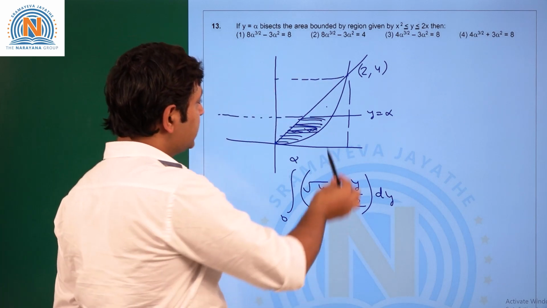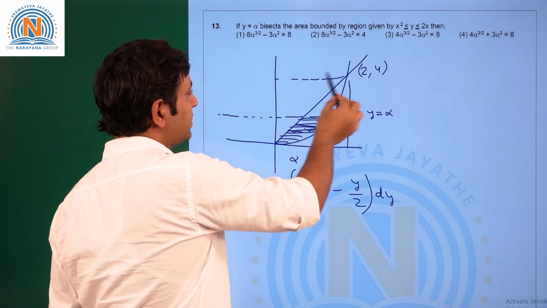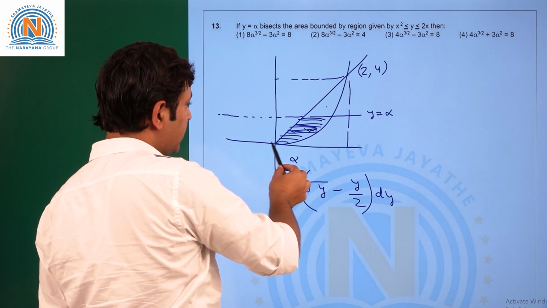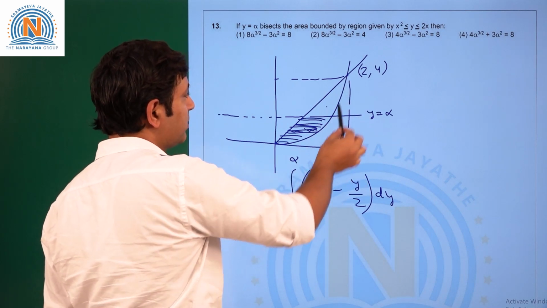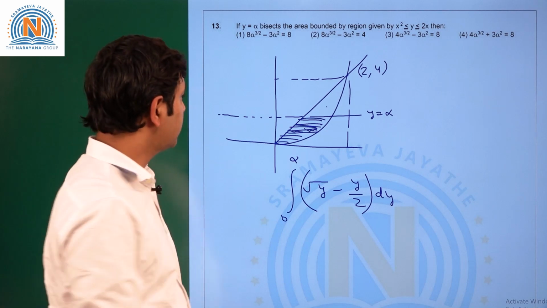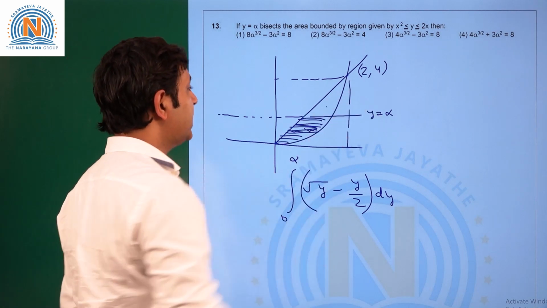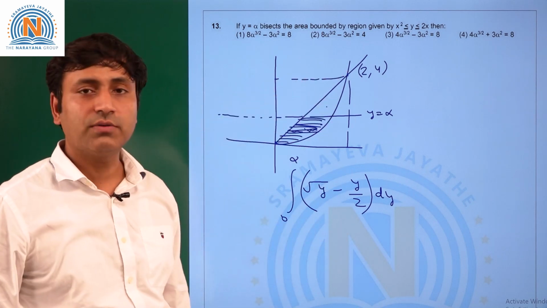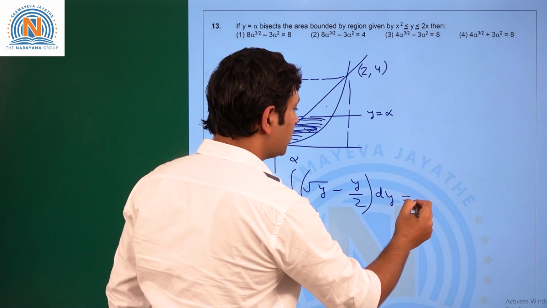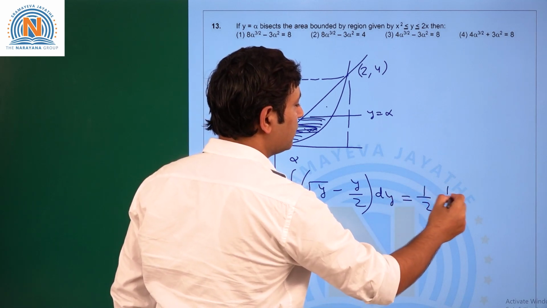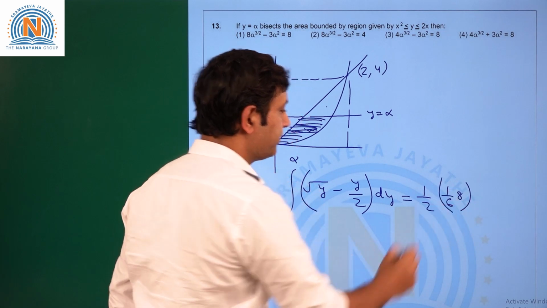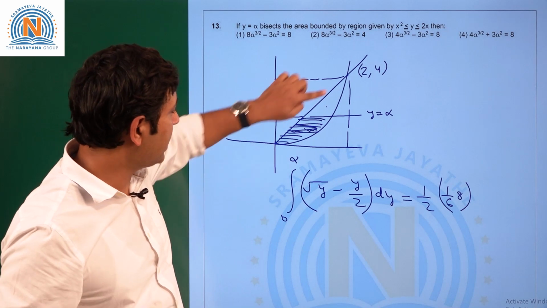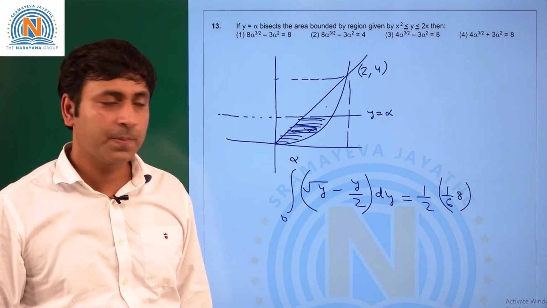Notice that the area of this rectangle is 8. This area is 1/3 of 8. As you remember, this area is 2/3 of 8, and the area bounded by this line and parabola will be 1/6 of 8. So this is equal to half of that area, 1/6 of 8. 1/6 of the area of the rectangle is the area of this region, and half of that is this integral.